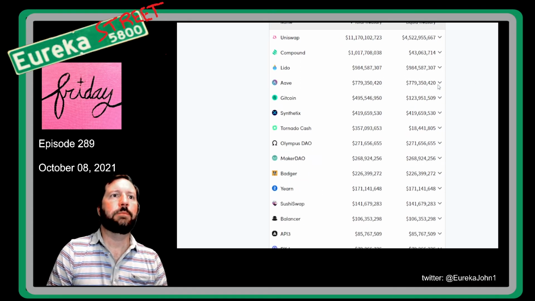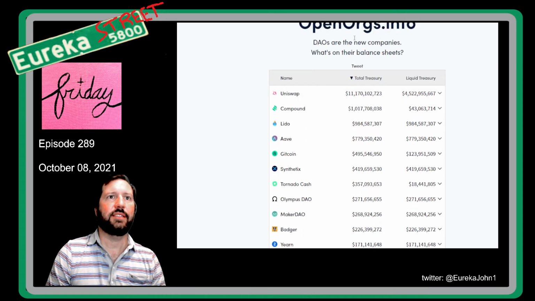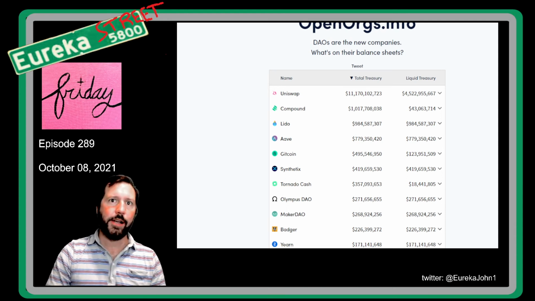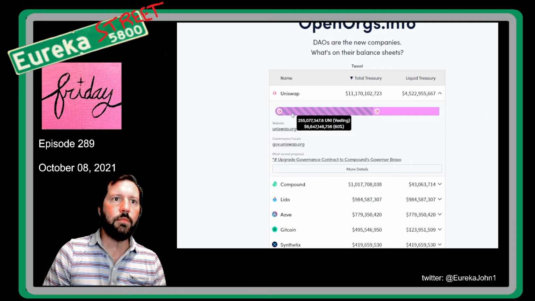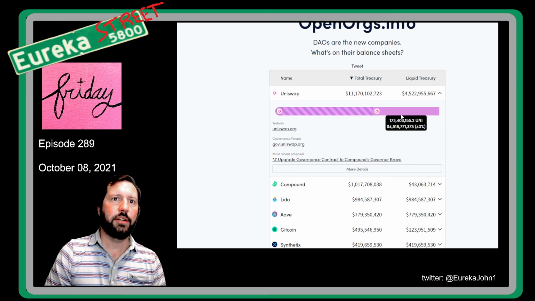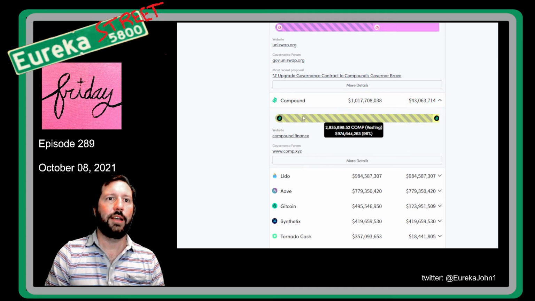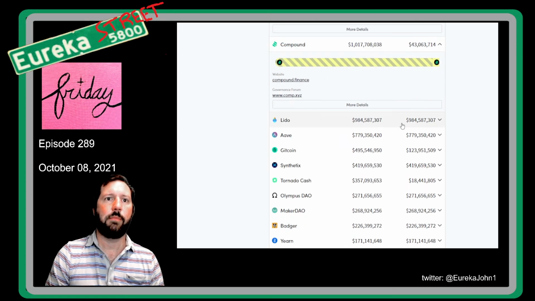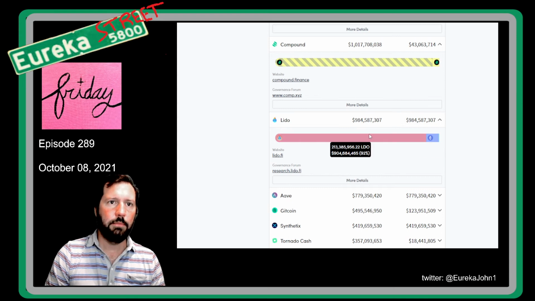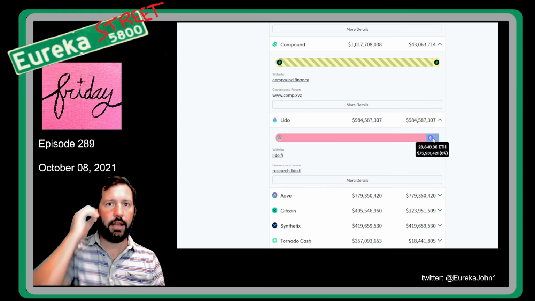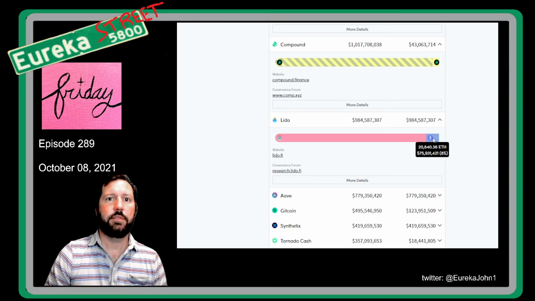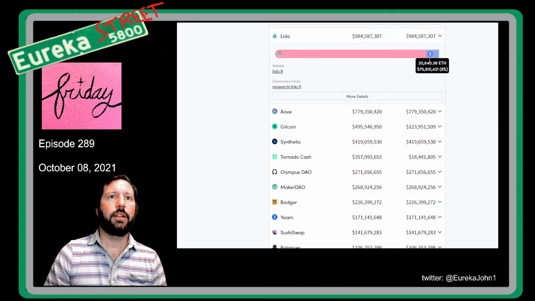Anyway. All right, so what's on their balance sheets? OpenOrgs.info. If you're interested in nosing around this, go ahead, poke around. All right, Uniswap. It mostly has Uniswap in its treasury. So the vested token and the vesting tokens and the non-vested tokens. All right. And Compound, same case. Pretty much all Compound tokens in this treasury. Lido, mostly Lido, got 20,000 Ethereum, which is a hefty chunk of change. It's 75 million bucks.